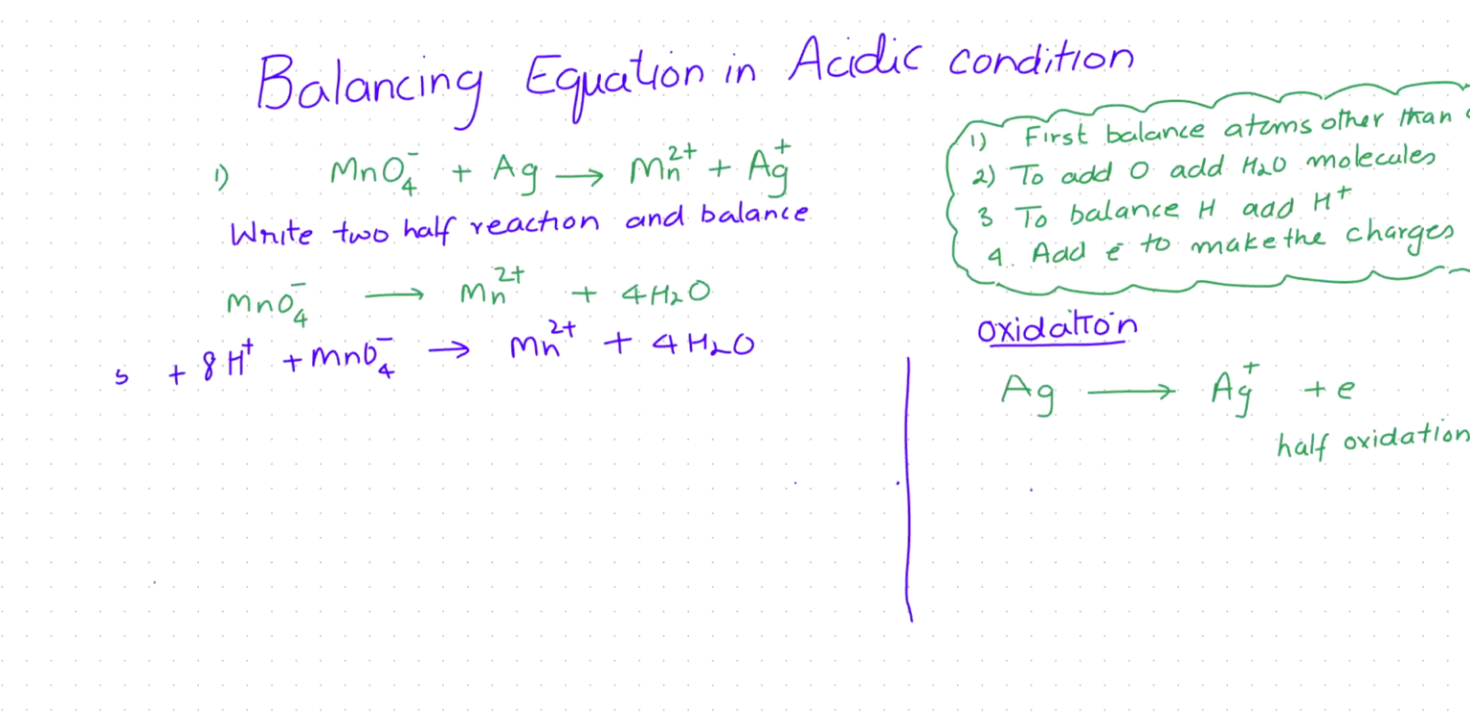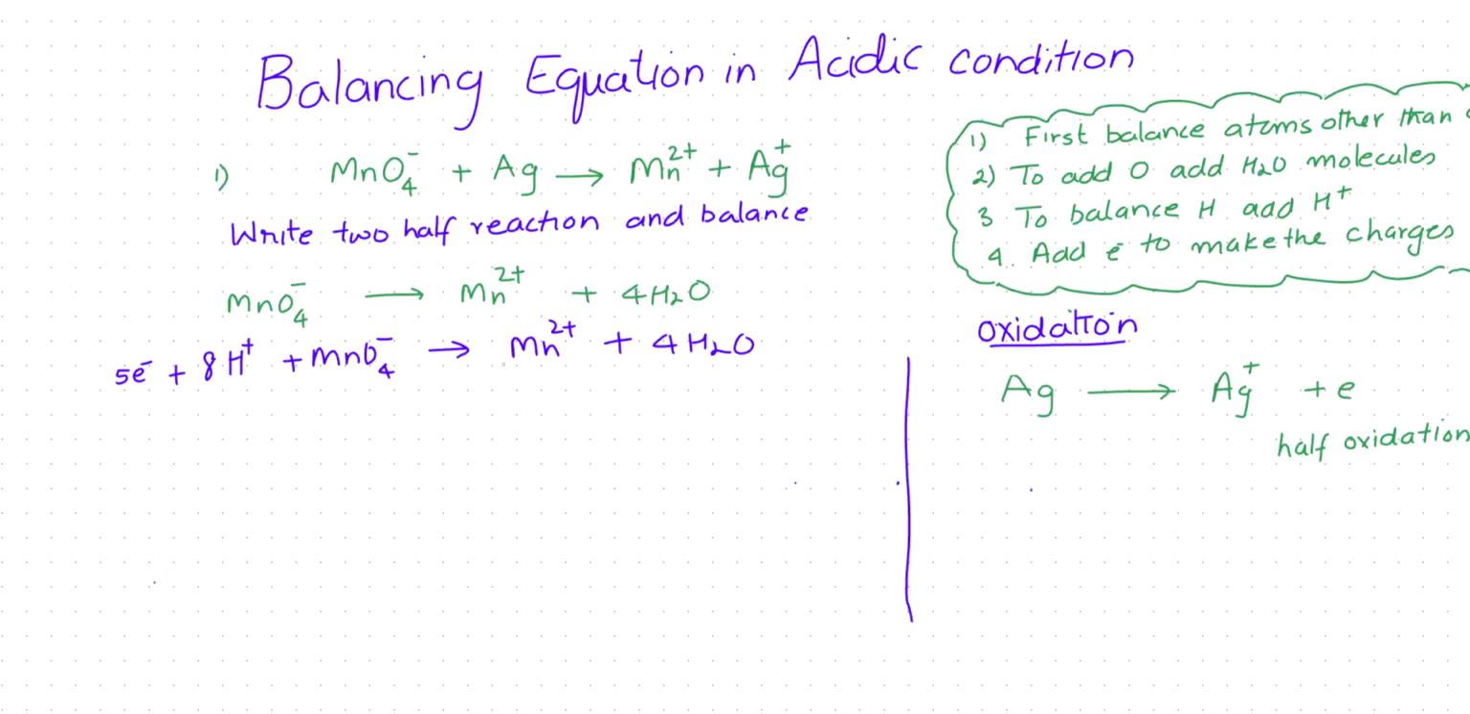So see, now we have the charges balanced. Check the charges: 2 positive and 2 positive. There will be 6 positive here and 1 negative is 5 positive and 5 negative. So this equation is balanced.